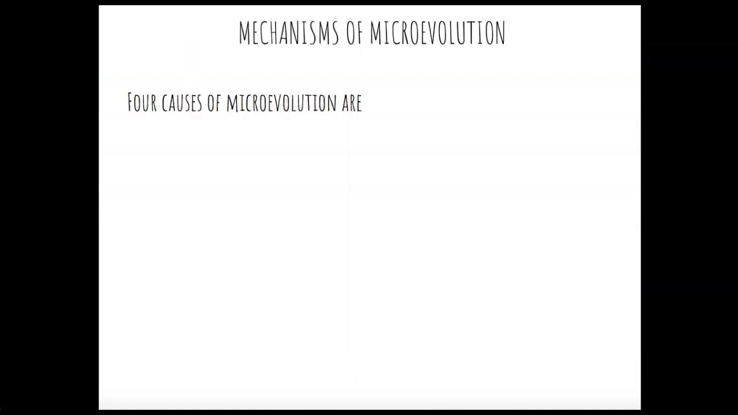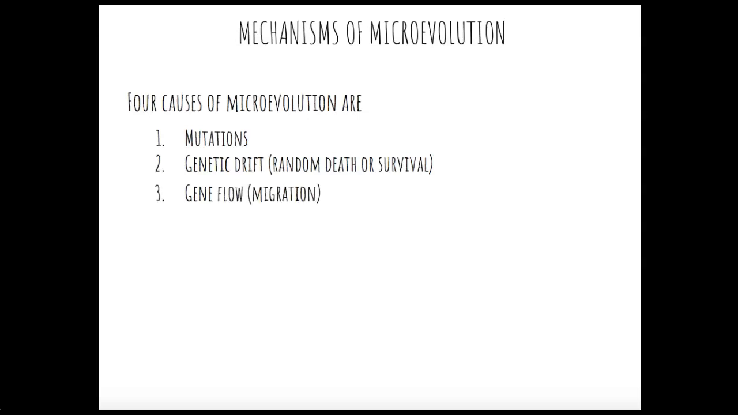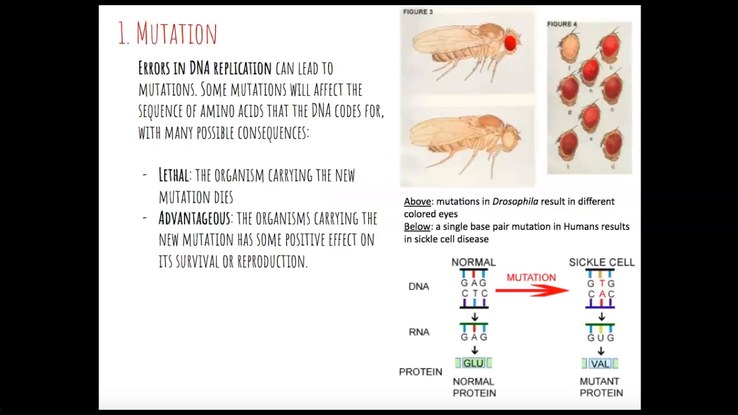There are several mechanisms for microevolution. The four main ones are mutations, genetic drift, or random death or survival, gene flow or migration, and natural selection. We're going to talk about each of these in more detail. So the first driver of microevolution is mutation.